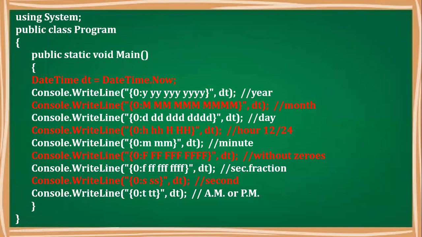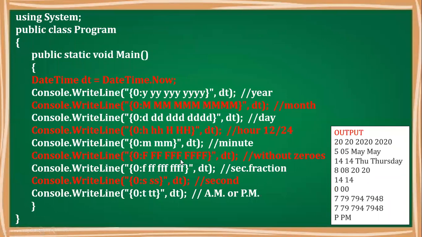Now you can observe the screen from the first line. I want all students to concentrate on the first line. There are multiple y used, so I will tell you. If we are using single y, we are getting different output. If we are using double y, we are getting different output. If we are using triple y, we are getting different output. If we are using 4 y, we are getting different output. Let us see the output. Check the output screen.